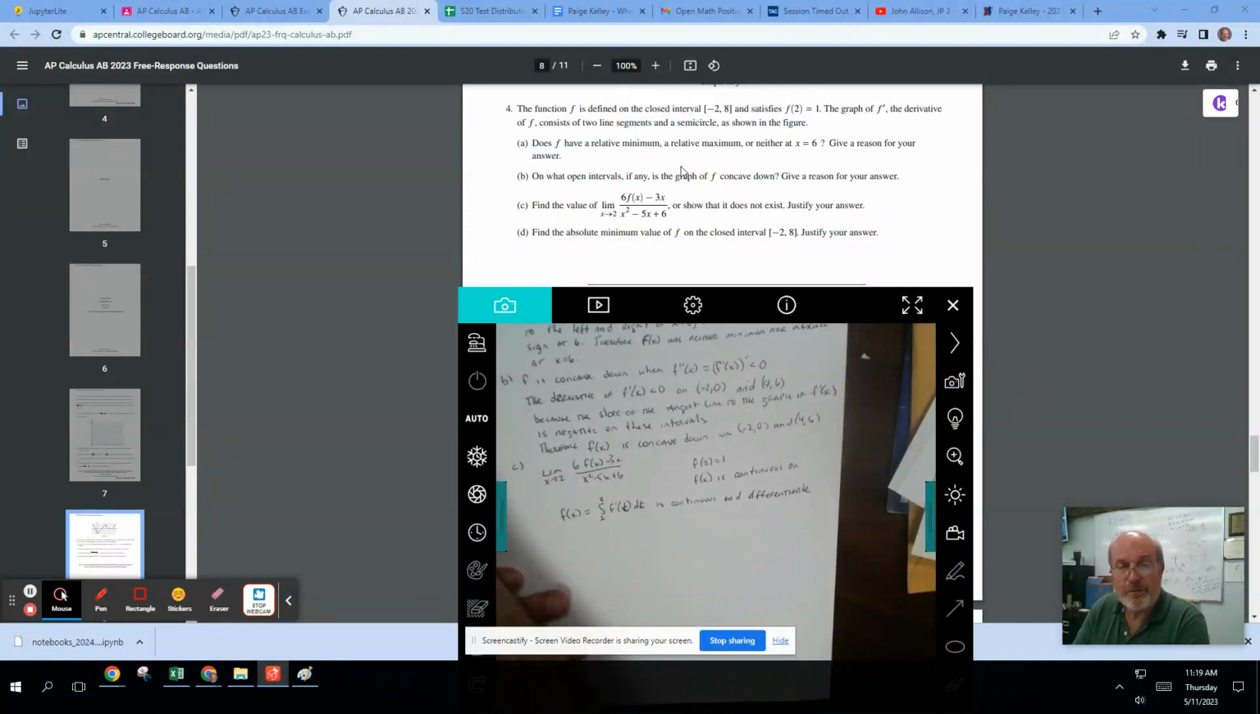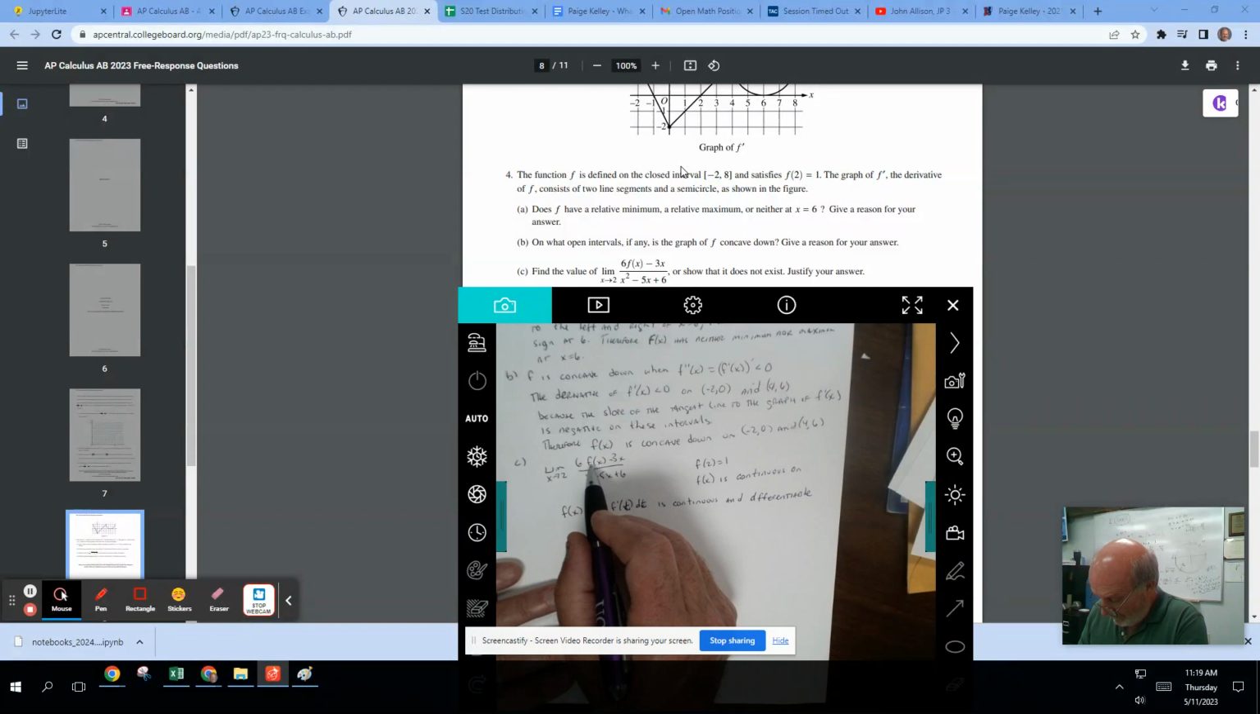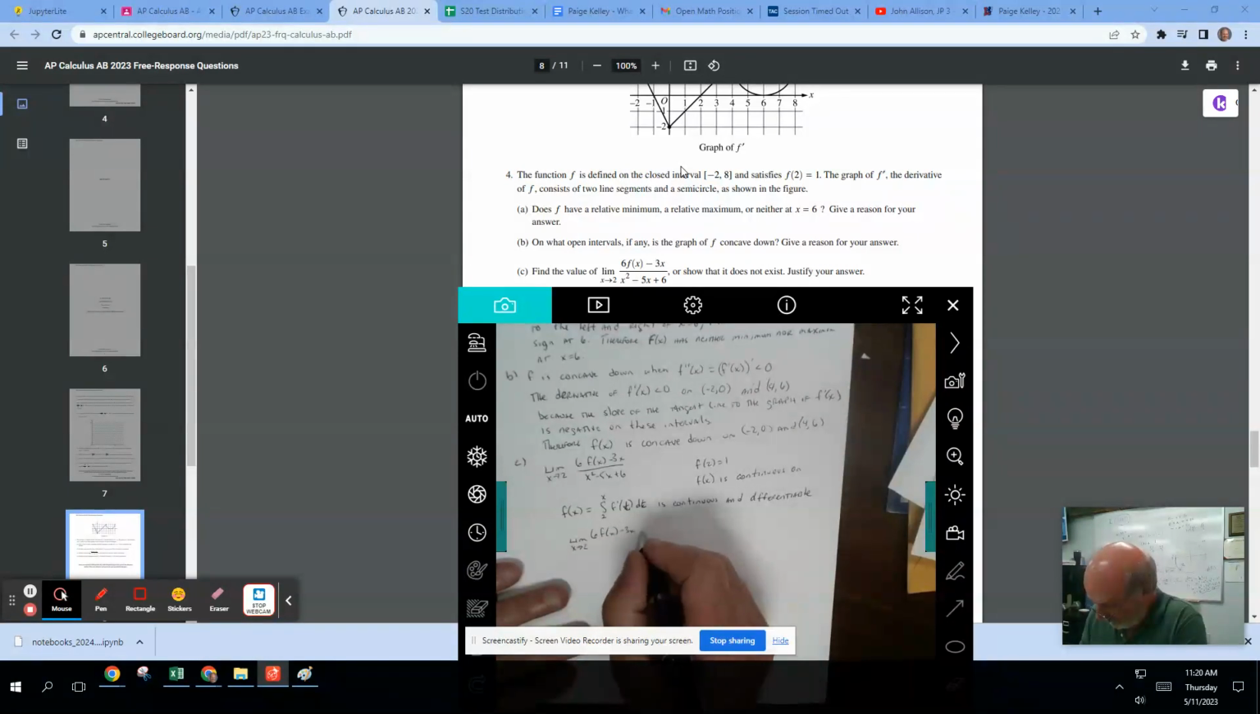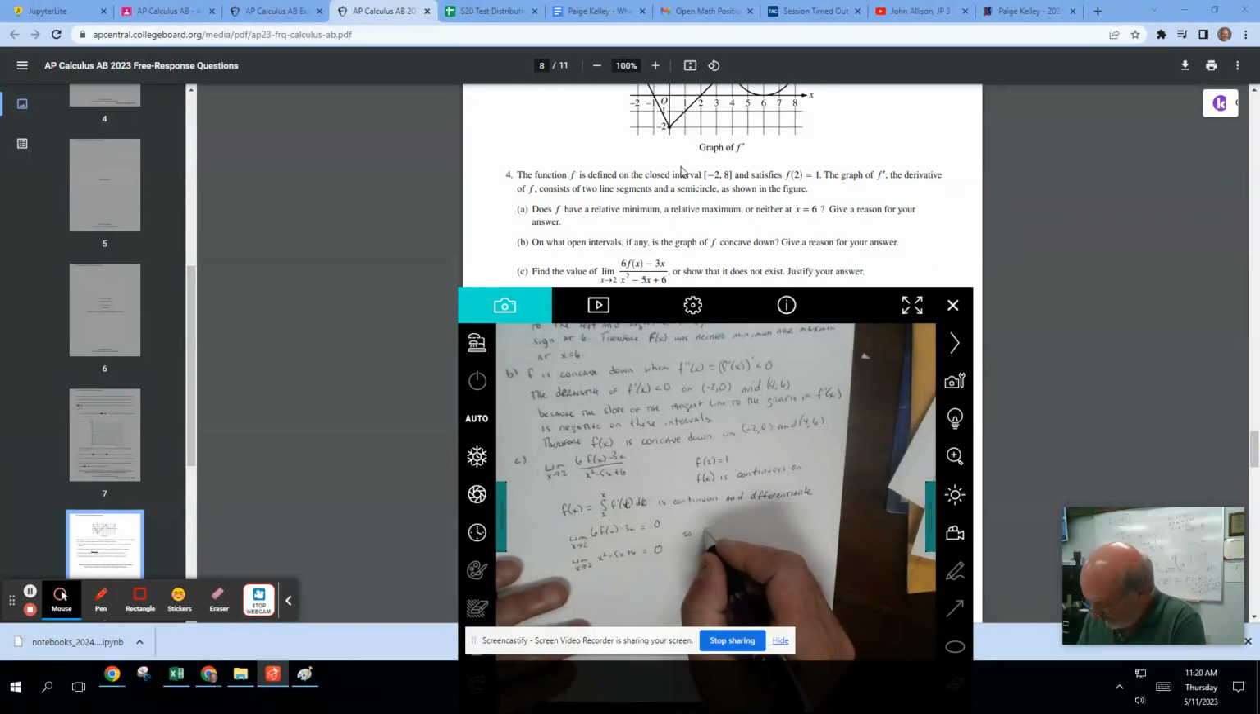And we're doing part C, which says we're going to find the limit. So the limit, f of 2 equals 1. So the limit as x approaches 2 of 6 f of x minus 3x is equal to 0. And the limit as x approaches 2 of x squared minus 5x plus 6 is going to be equal to, if we plug into this, a continuous differentiable function, so 4 minus 10 plus 6 is equal to 0. So L'Hopital applies.